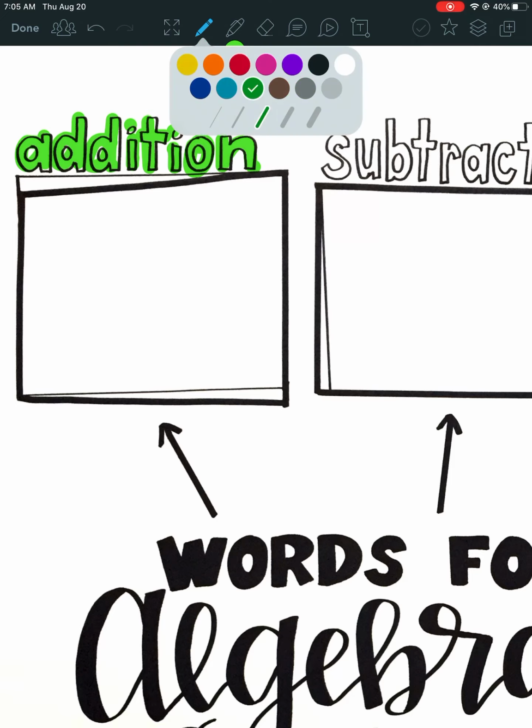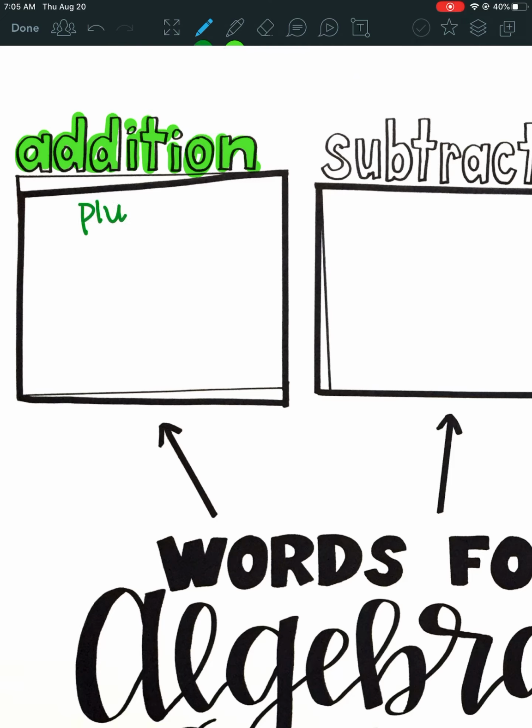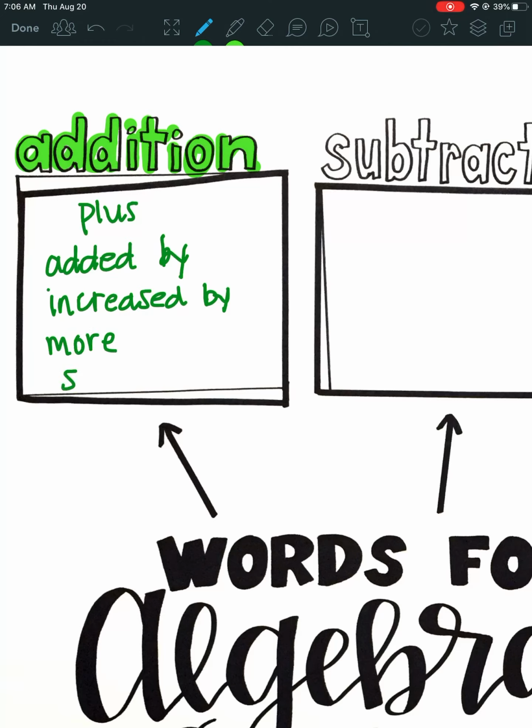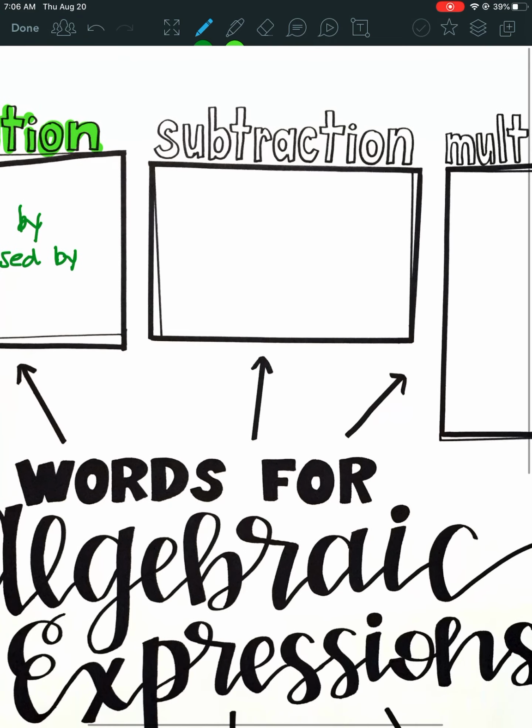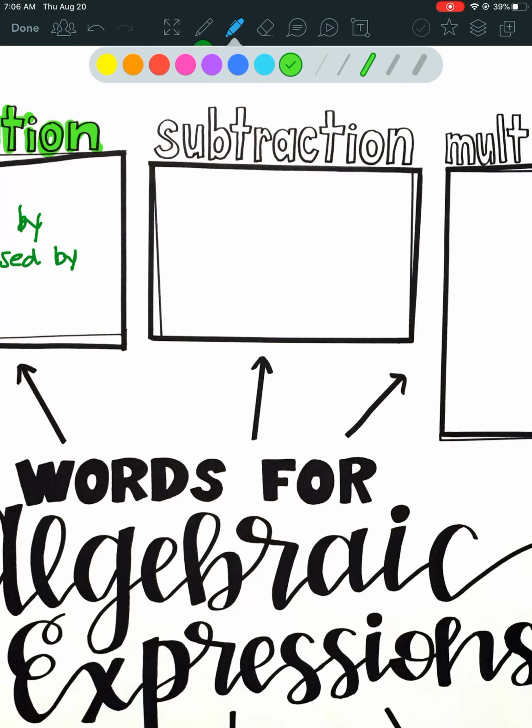Go back to the basics from elementary, something simple like plus, added by, increased by, more than, so 6 more than x. And then also I'm going to put that last sum, meaning the answer to an addition problem. So there's some addition words.